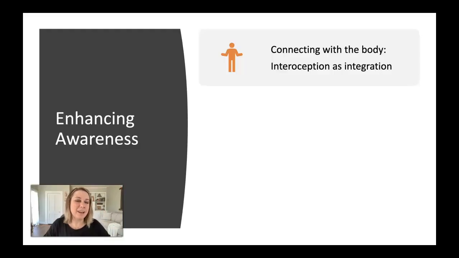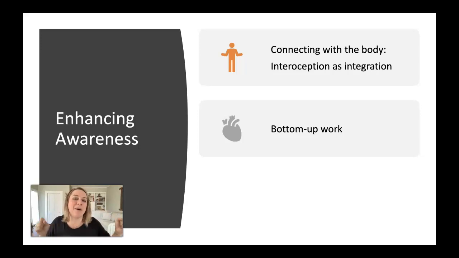Okay, so there are lots of great ways to help enhance a client's awareness of what has remained hidden in the background. One I've already mentioned here is connecting with the body. Interoception is a person's ability to feel what is happening inside of them and allow those body sensations to cue them. And a related way to enhance awareness is what's called bottom-up work.